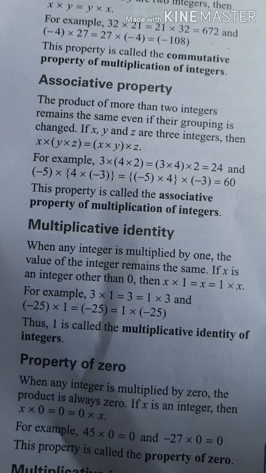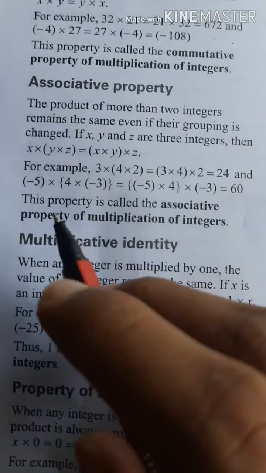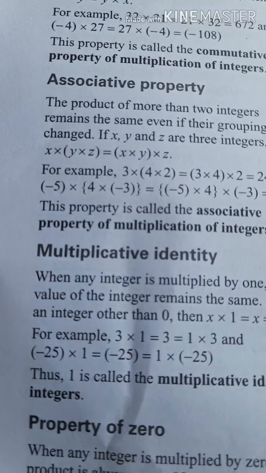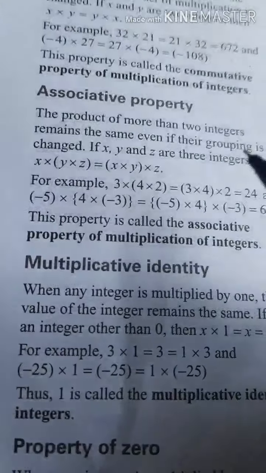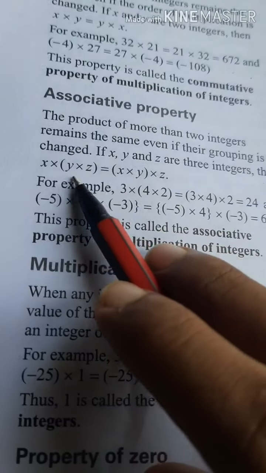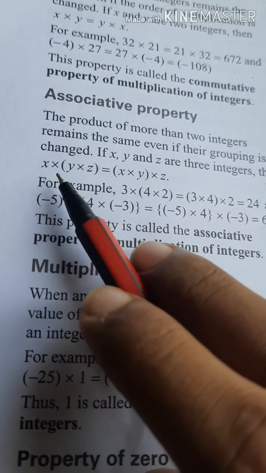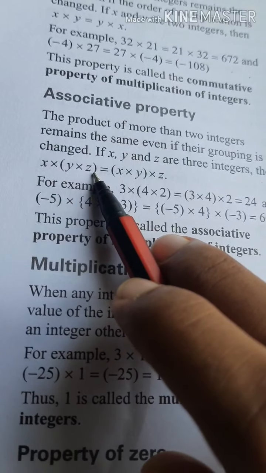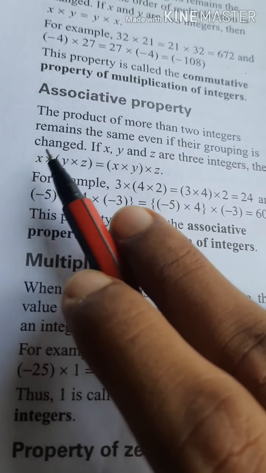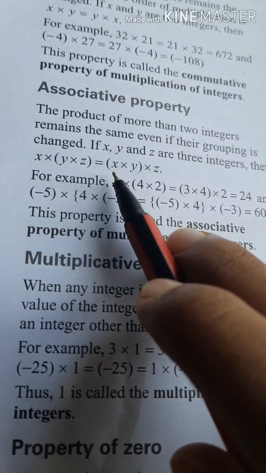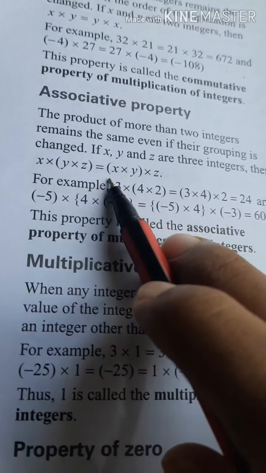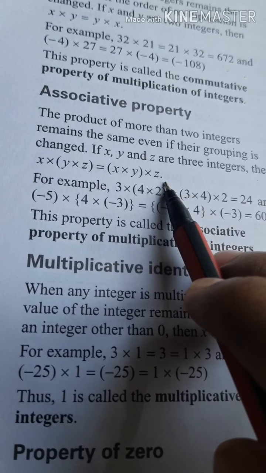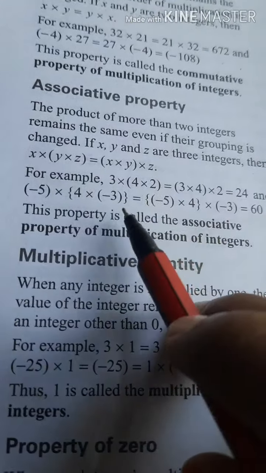These are the properties for integers. So here see, x into y into z equal to x into y into z, with the bracket in different places. What is the difference between these two? The bracket means first you solve these two, then you multiply with that. Same as here. First you multiply these two, then you multiply with the other number. For this I will give an example.